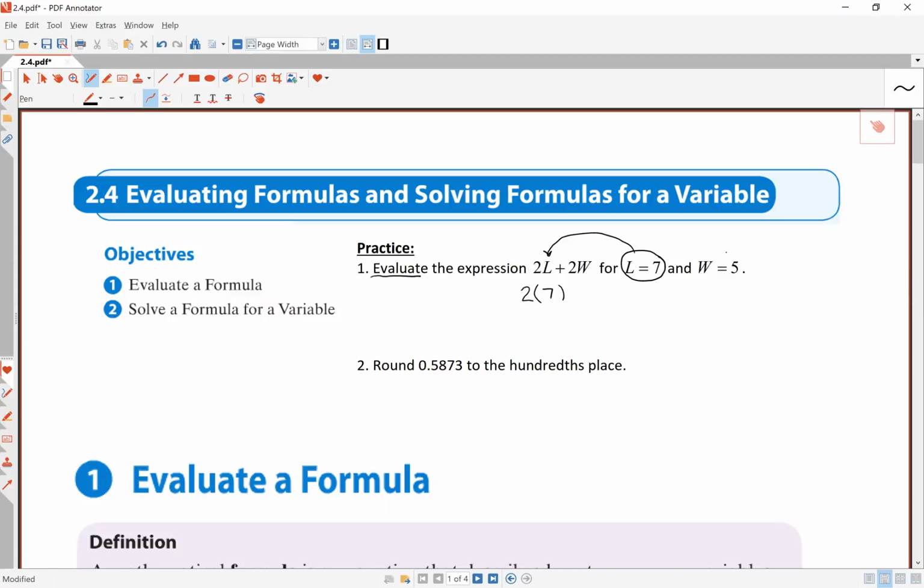Evaluate W when W equals 5. We're going to plug in or substitute 5 in for W. 2 times 5. Now that expression comes out to 2 times 7 is 14, and 2 times 5 is 10, which means the value of the expression when L equals 7 and W equals 5 is 24.